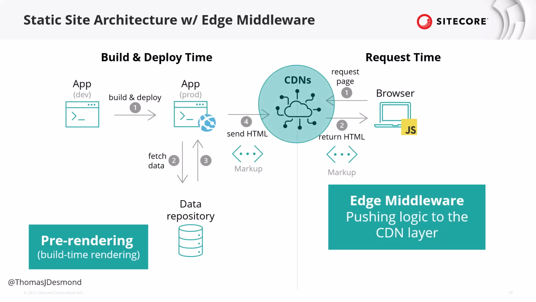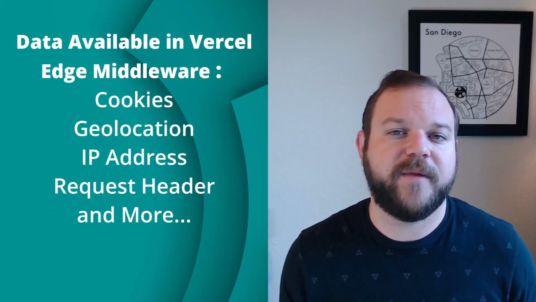Vercel Edge Middleware allows us to push logic to the Content Delivery Network layer so that we can look at requests that come in and modify the response we send back based on that request. So the user was already going to be going to the Content Delivery Network. Why not sprinkle a little bit of logic in there to look at the request and modify the response that we send back? We now have access to cookie information, geolocation information, IP information, header information at request time in the Jamstack app because of Vercel Edge Middleware.